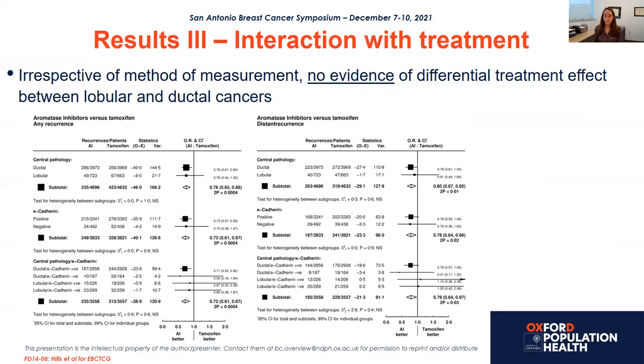Given that there was inconsistency in classifying patients as lobular, an analysis was then performed looking at a 4-way classification using both approaches. Again, there was no significant evidence of heterogeneity of effect.